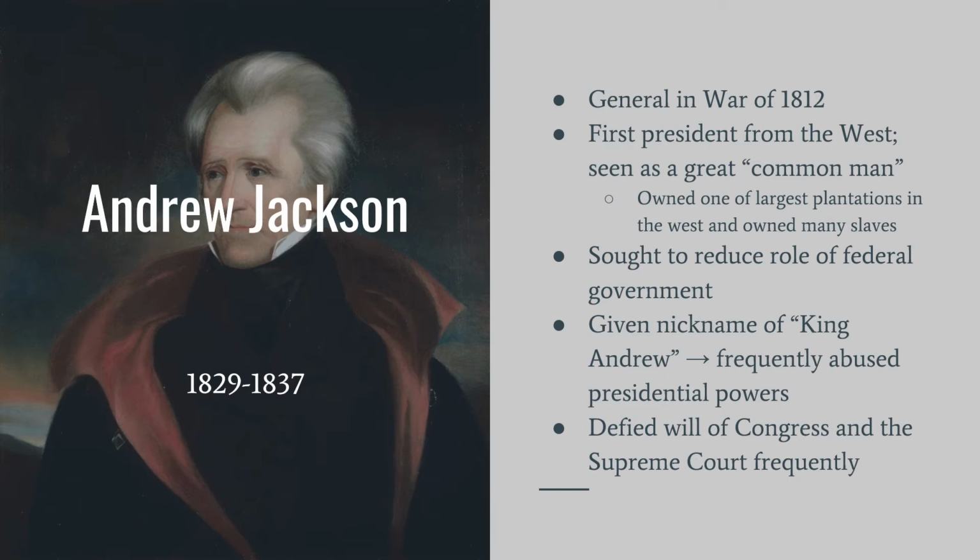Served 2 terms. He was a general in the War of 1812. He's the first president from the West, so those new Western states that are forming west of the Appalachian Mountains. And he's seen as this great common man, when in actuality, he owns one of the largest plantations in the West, owns many, many slaves, which is a sign of wealth. He was in no way, shape, or form a common man.